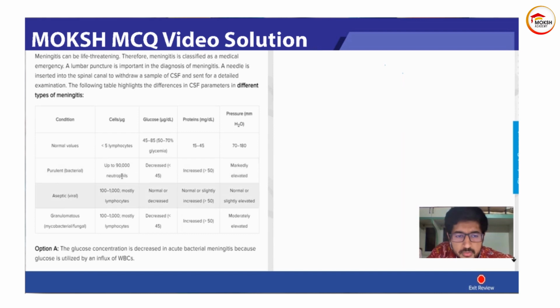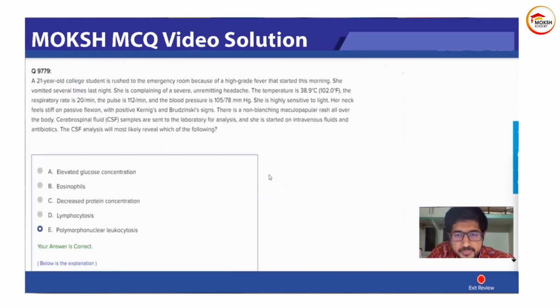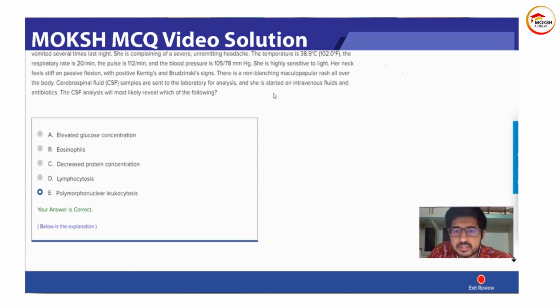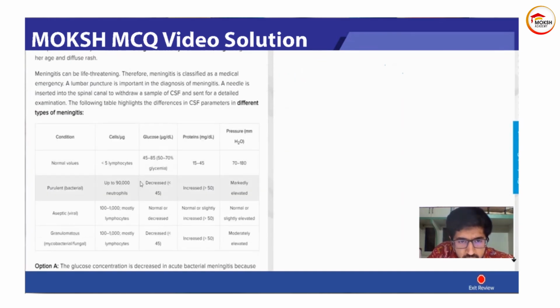So now we'll talk about a bacterial case of meningitis. Okay, like in this case. So the cells inside are very high, and this is neutrophil predominant. So do we have it in our question? No. So CSF analysis is pending right now. So let it be. So we have more than 90,000 neutrophils. Basically, you don't need to remember the number. You just need to remember it is neutrophil predominant.